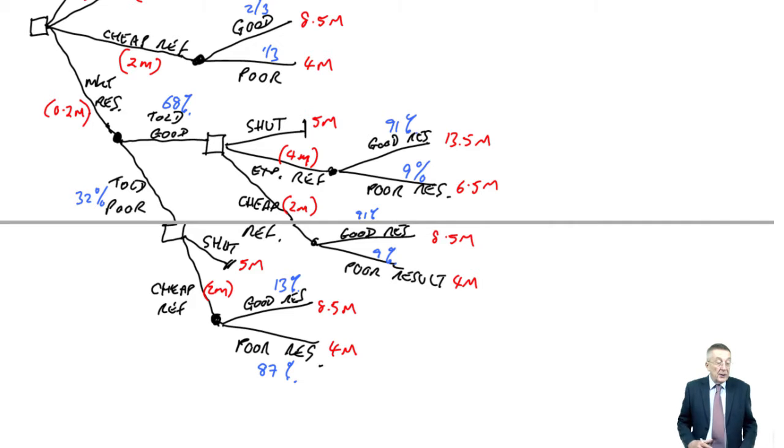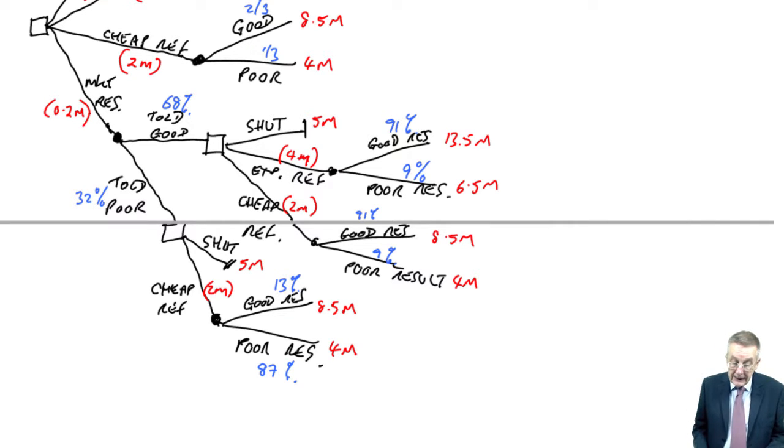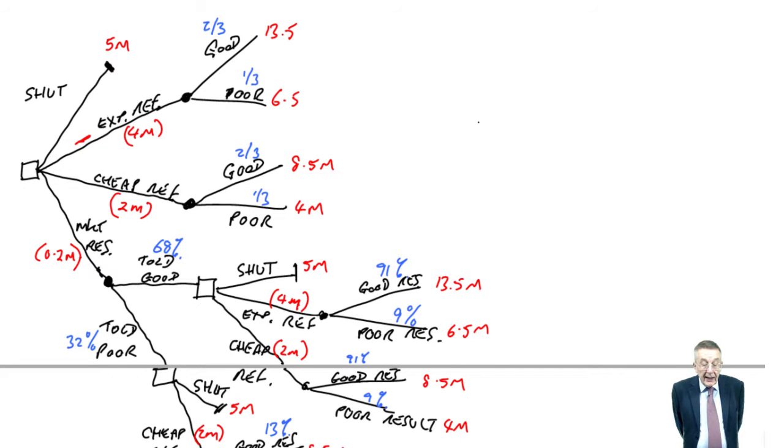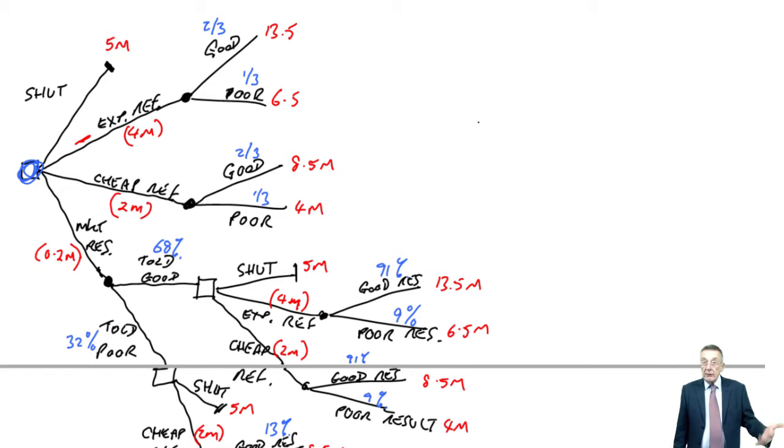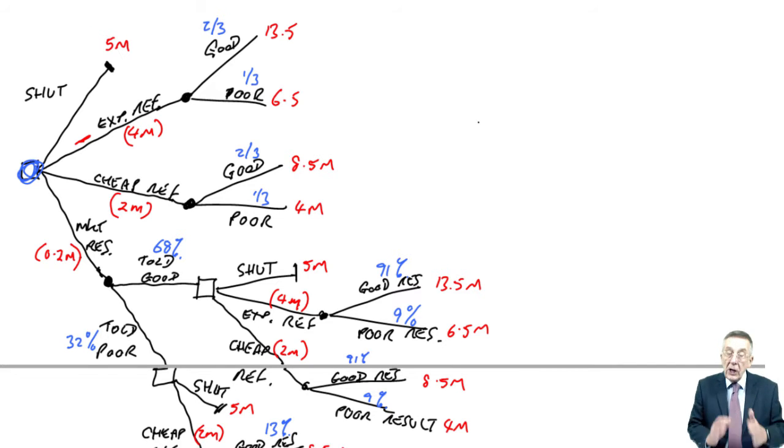I've now put in all the cash flows. I've put in the probabilities. We're now in a position to start making the decision. And let's look at these various options. Our main decision as of now is: shall I shut, or shall I refurbish, or do market research? Well, shutting, we know what the outcome is. It's 5 million. The question is whether the other three give us more or less than 5 million.